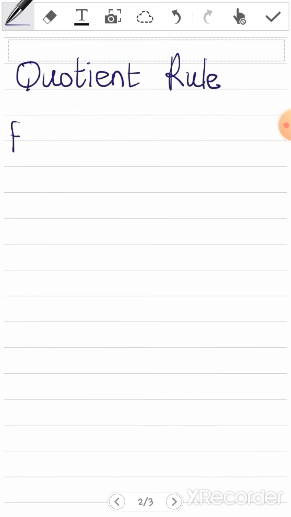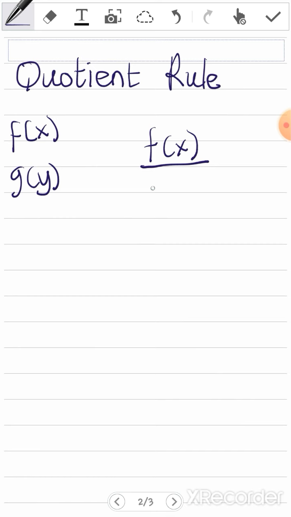A function f of x, then we have a function g of y. It can be the same function or two different functions. Mostly this is how they present them. They can tell you to differentiate f of x over f of x plus any other thing, say a number or even g of y or any other. So we have a lot of them. All right, this is how we are going to do it.